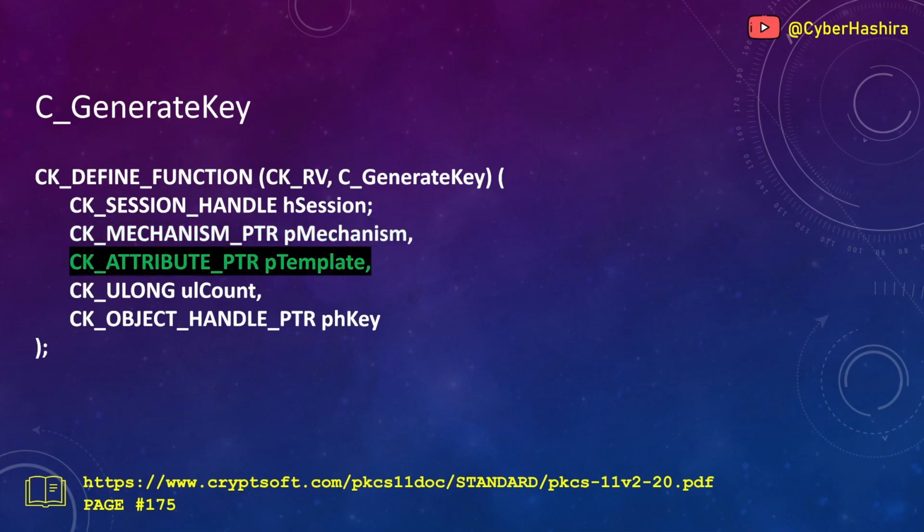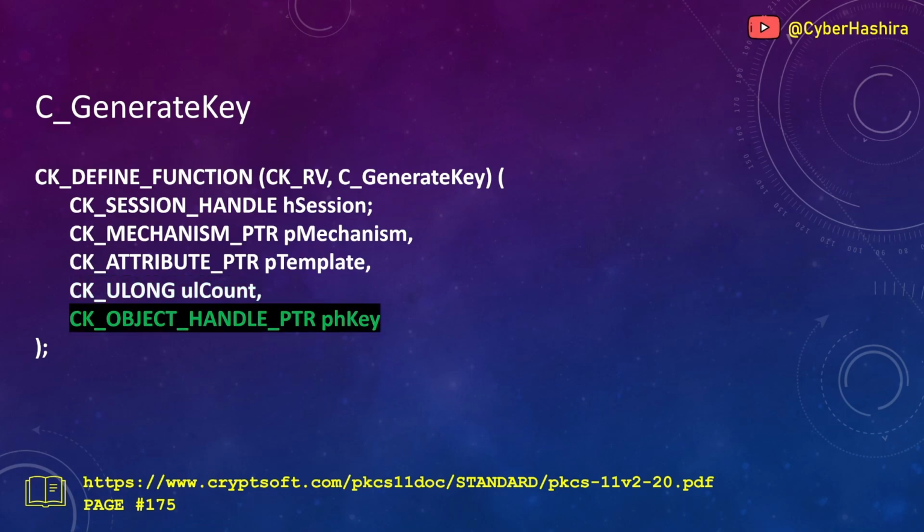The third argument is of type CK_ATTRIBUTE_PTR. It is a pointer to a variable that holds a set of attributes. These attributes together are also known as a template. This template will be used to set attributes to a generated key. Fourth argument is of type CK_ULONG. This argument holds the count of the number of attributes passed in the attribute template.